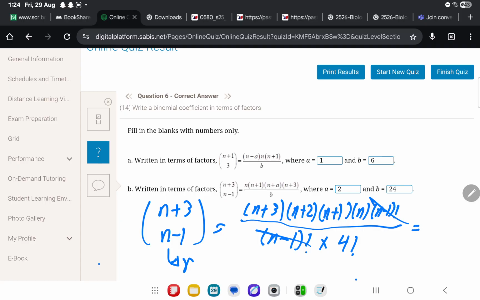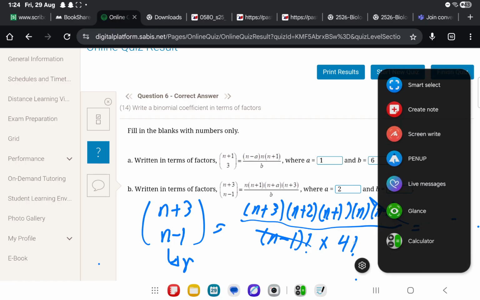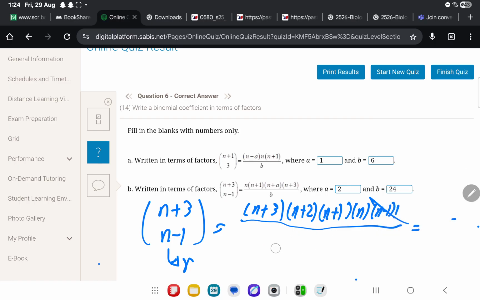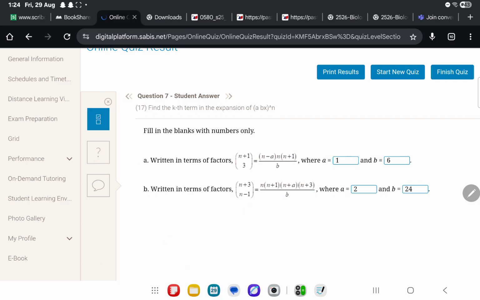4 factorial is 24, so that's n into n plus 3, n plus 2, and then n plus 1, whatever. Okay. Actually, I'm just going to work with it like this. I'm going to erase this 4 and make it 24. So now that we erased this part, we cross them out. 4 factorial is equal to 24, and this is our final answer. Now, we have n given, so we're going to cross out n. We have n plus 1 given, so we're going to cross out n plus 1. We have n plus 3 given, a is going to be 2, b is going to be 24. Done. Okay, question 7.